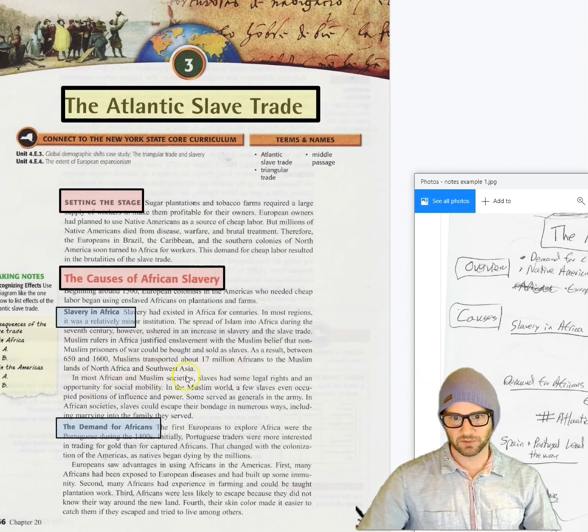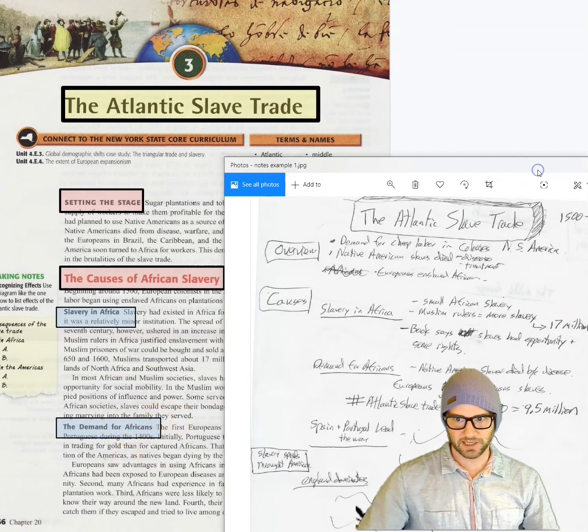In most African and Muslim societies, slaves had some legal rights and an opportunity for social mobility. In the Muslim world, a few slaves even occupied positions of influence and power. Some served as generals in the army. In African societies, slaves could escape their bondage in numerous ways, including marrying into the family they served.